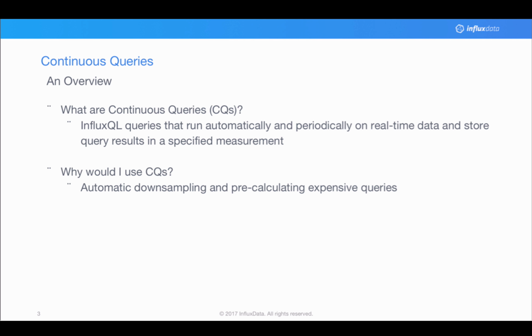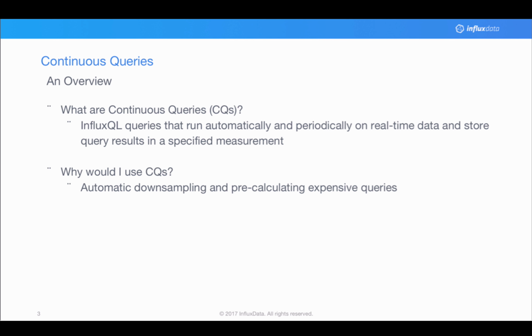Why would you use this feature? If you're familiar with SQL, they've got stored procedures. Some other databases have similar things. It's kind of like running a query on a cron job. And the two primary use cases there are downsampling, so reducing the resolution of very high resolution data. Let's say you've got 1 second data coming in, and you only need 1 minute histograms of that data. That's why you would use a CQ.